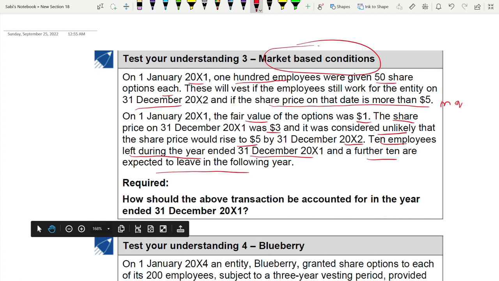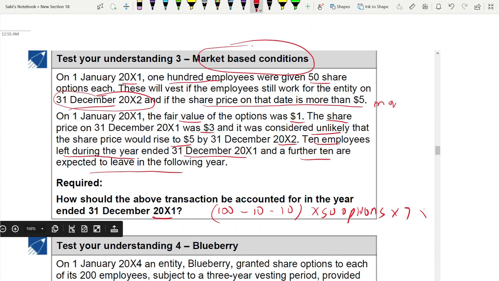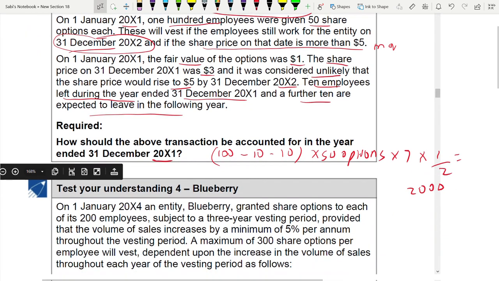You have already satisfied the service condition. It does not matter whether you achieve the 5 or not. It's a market-based condition, so you have to recognize the expense in full. How do you do that? 100 employees are there. Out of them, 10 left during the year, and another 10 are expected to leave, times 50 options. You take the fair value, that is 1, and it needs to be divided over 2 years, 2001 and 2002. We only want 2001, which will be equal to 2000. When you recognize it: debit expense, credit equity, 2000, 2000. Done, that's it.